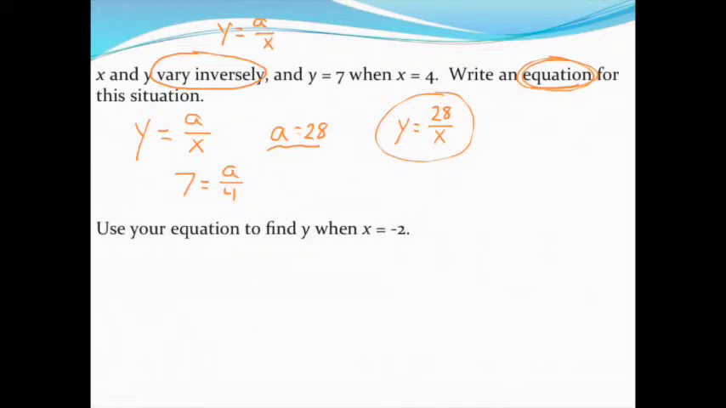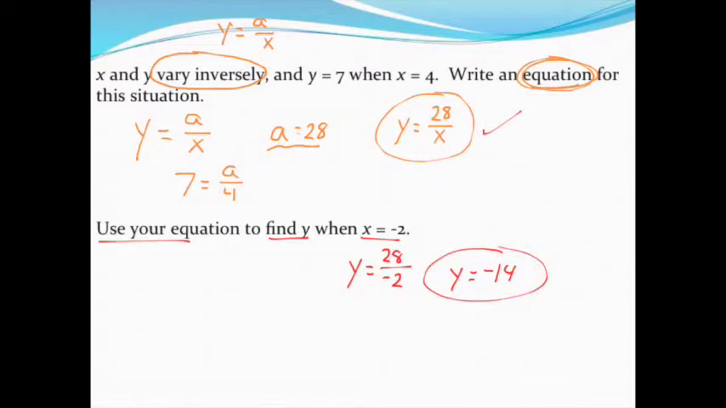Step 2 then is going to ask us to use this equation. So they'll give you some more values, or in this case just a single value, and they ask us to find y. Sometimes they may ask you to find x, so just be careful that you read carefully, I suppose. So let's plug in what we need to know. Using the equation we just found, to find y, I'm going to take 28 and divide it by what x is. In this case, x is -2. Dividing that out gets me a y value of -14. So that's how I solve these two-step problems. Step 1, write the equation. Step 2, use your equation.